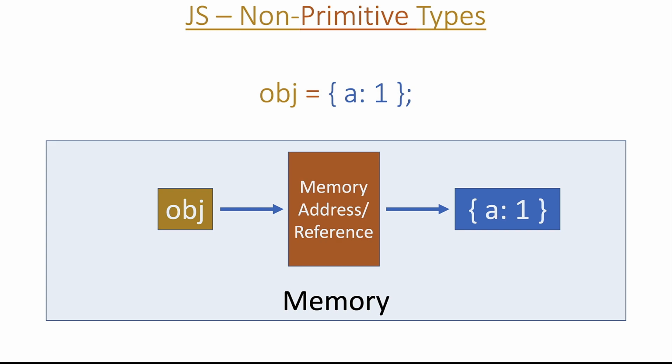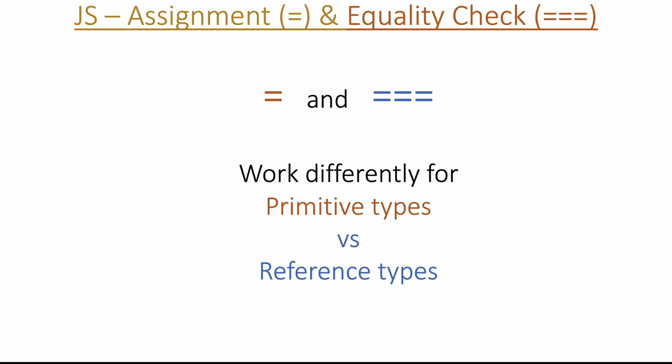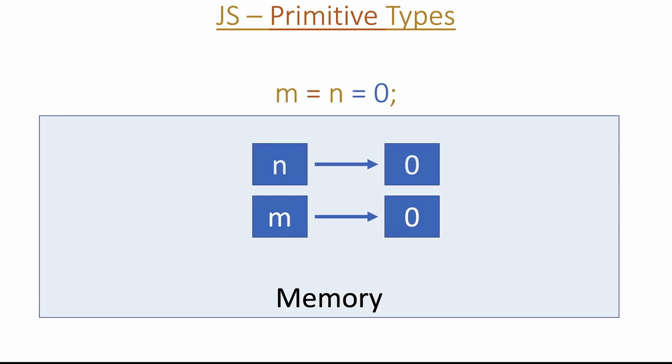And this difference has significant implications, and amongst them are how the assignment and equality check operators work. The equals operator over here, which is the assignment operator, and the equality check operator over here, which is the double equals or triple equals operator, work differently for primitive types versus reference types. Let me mention that once again. The assignment operator and the equality check operator work differently for primitive types versus reference types. Let's first discuss how the assignment operation is different.